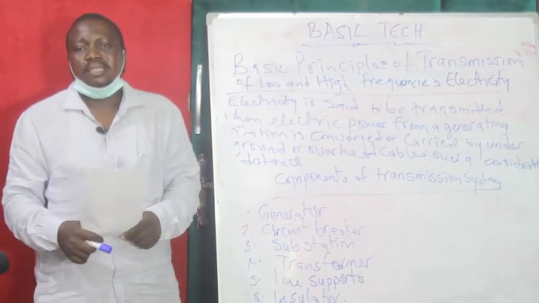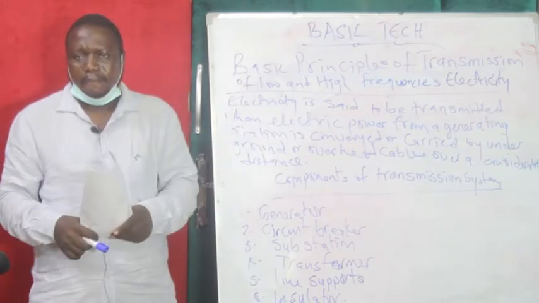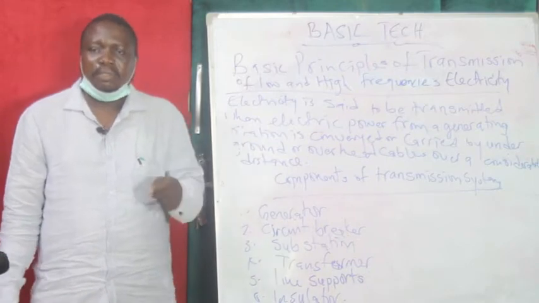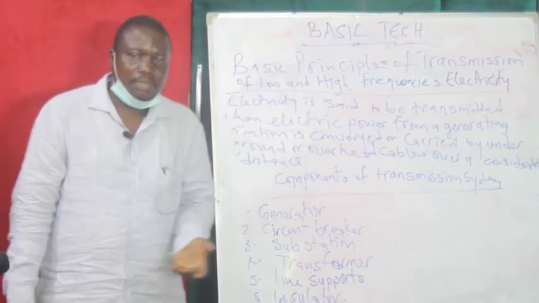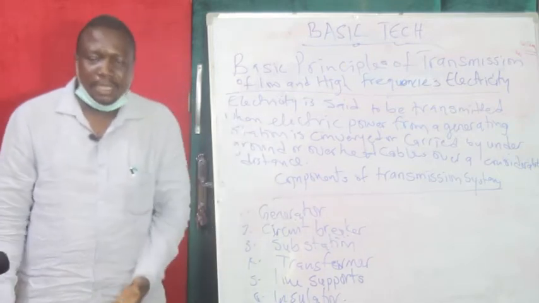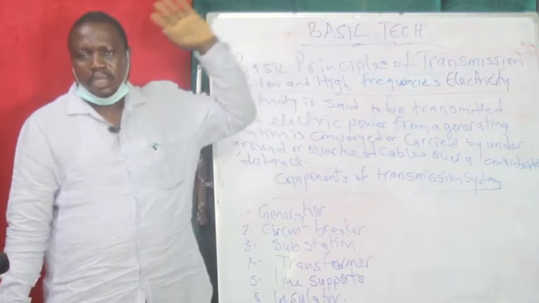The first thing is the electricity is coming straight from the generating station. From the generating station, there are two ways in which the electricity will come in. It's either you use underground cables. Underground cables are cables buried on the floor, or you use overhead cables. Overhead cables are cables buried on the top.